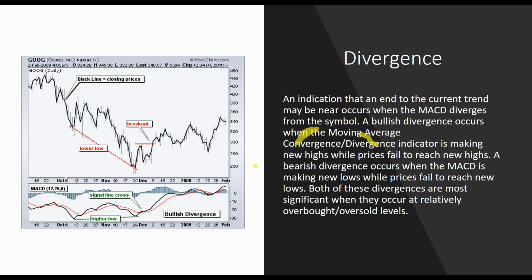Now, one of the most important signals, or one of the most reliable signals, is called divergence. An indicator that an end of the current trend may be near occurs when the MACD diverges from the symbol. A bullish divergence occurs when the MACD indicator is making new highs while price fails to reach new highs. A bearish divergence occurs when the MACD is making new lows while prices fail to reach new lows. Both of these divergences are most significant when they occur at relatively overbought or oversold conditions.